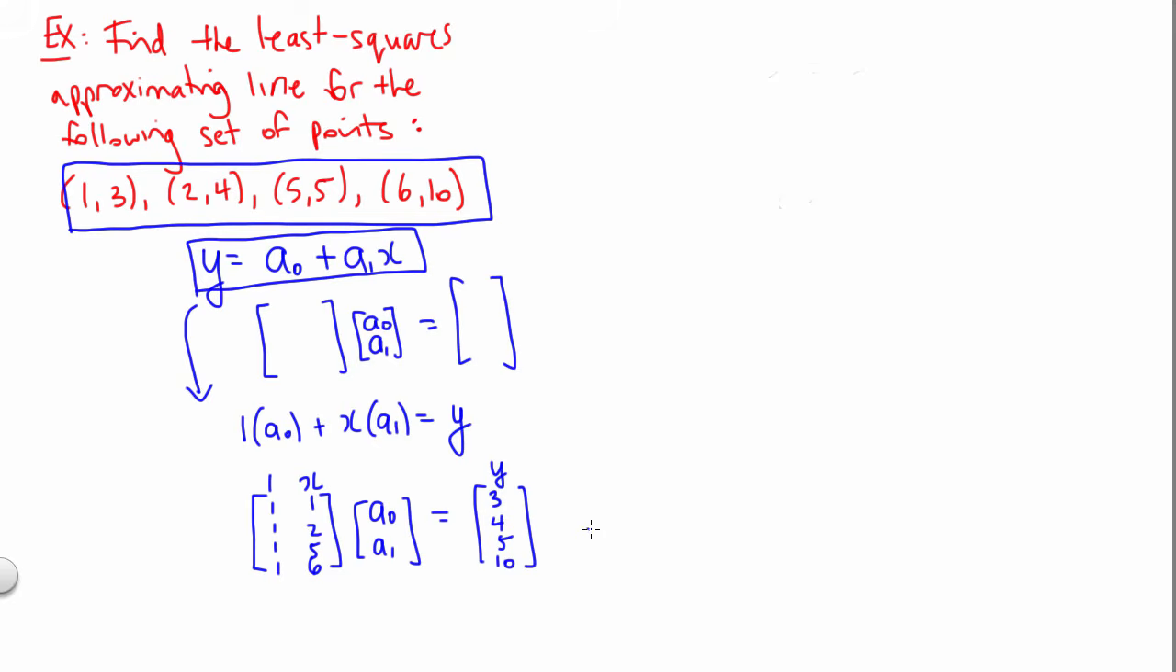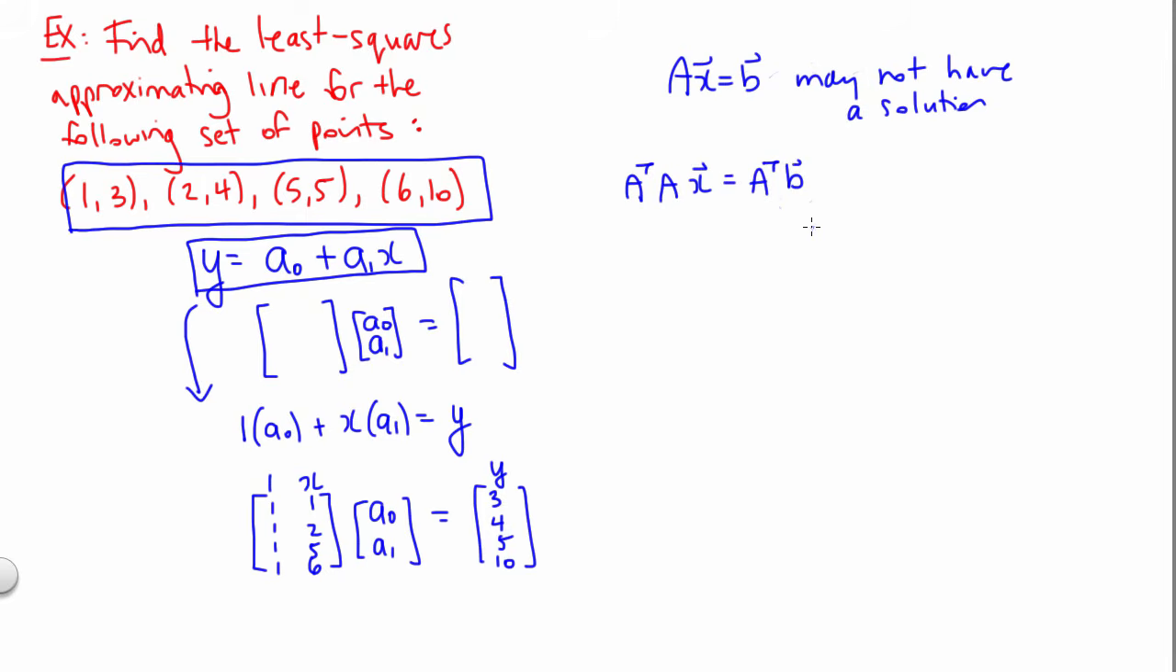Now this system, as we've written it, may not have a solution. In general, any system Ax equals b may not have a solution. But if we multiply both sides of this equation by A transpose, and we get A transpose A x equals A transpose b, then this will have a solution. Let's say it has a solution, but there are a couple of comments I want to make here.